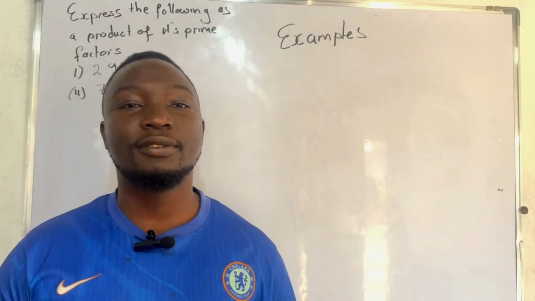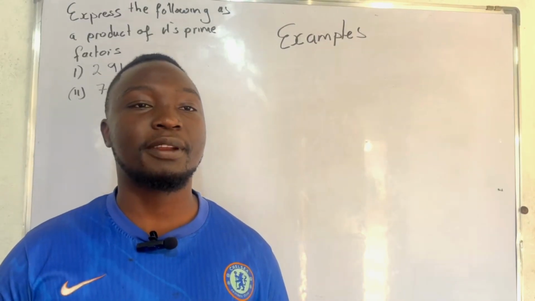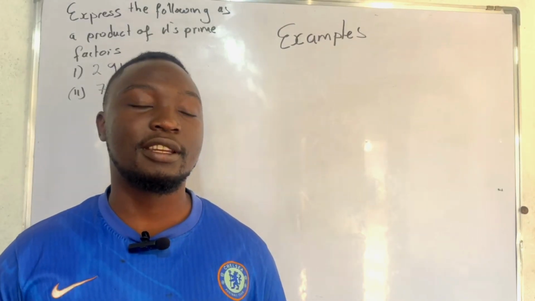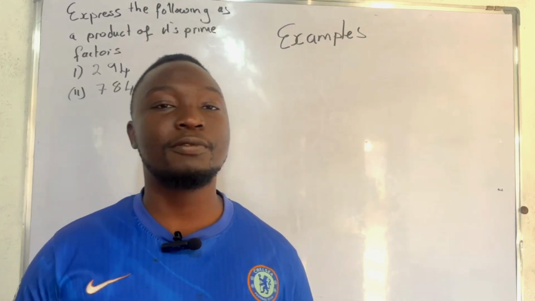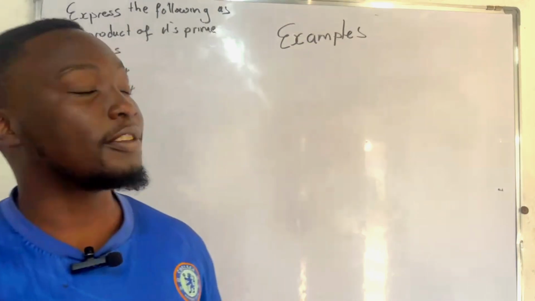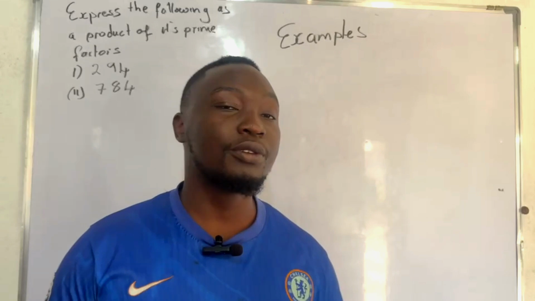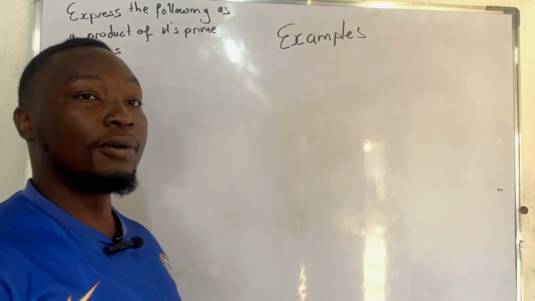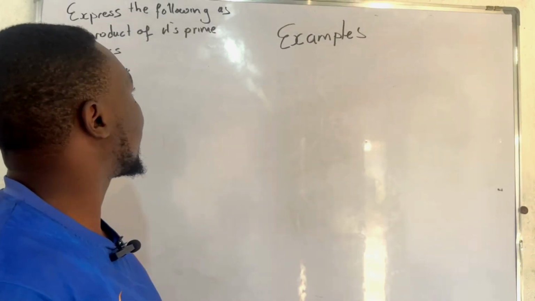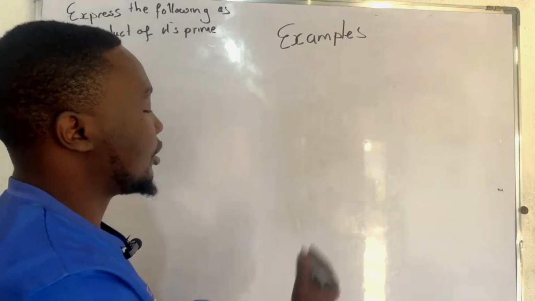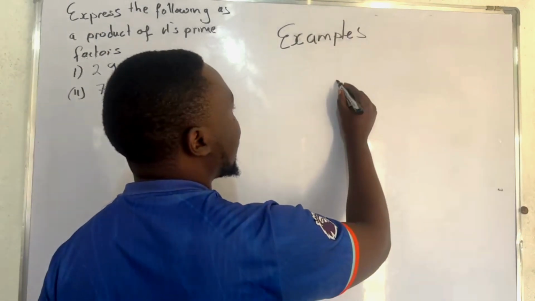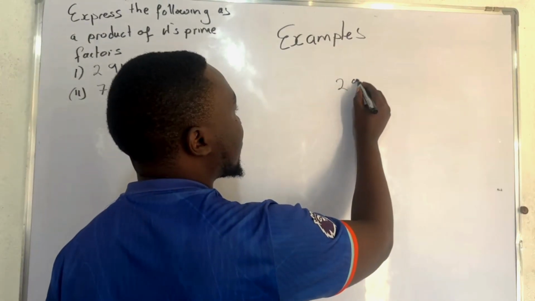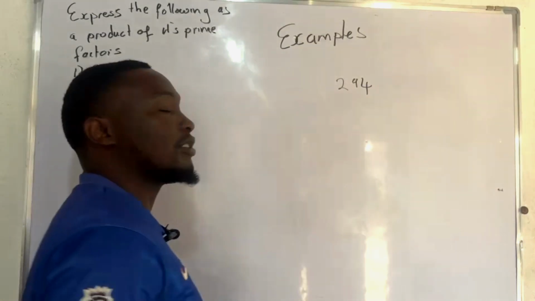So in the previous video, I gave you the definition of composite and prime factors, and we did an example where we expressed it as a product of its prime factors. Today we are going to look at a larger number. For example, if you are asked to express 294 as a product of its prime factors.